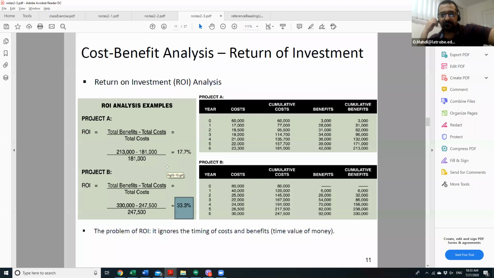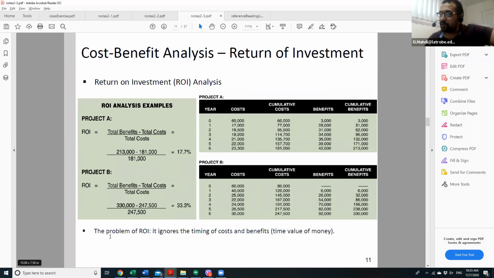Of course B. Absolutely correct. There is no doubt why it's B, because based on the value of our ROI, it's higher than project A. So we're going to say it's better to invest in project B instead of project A.